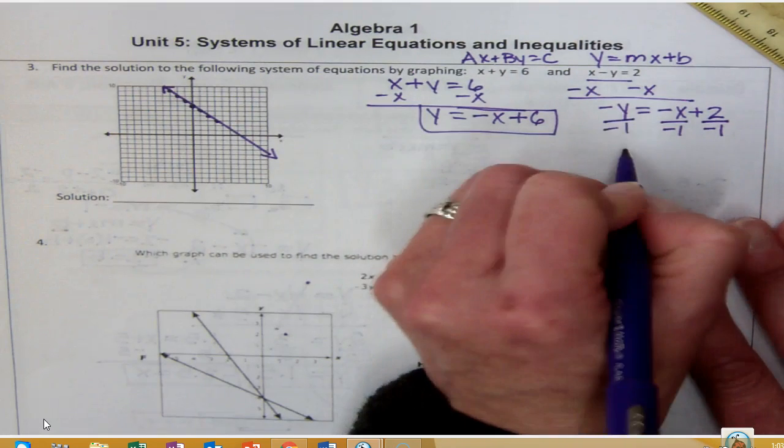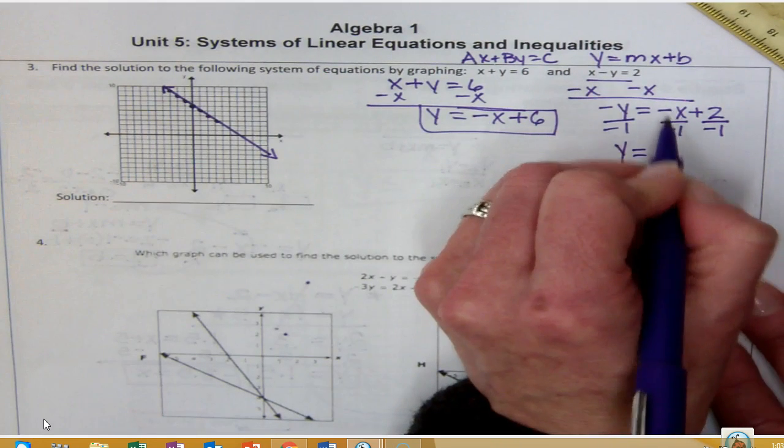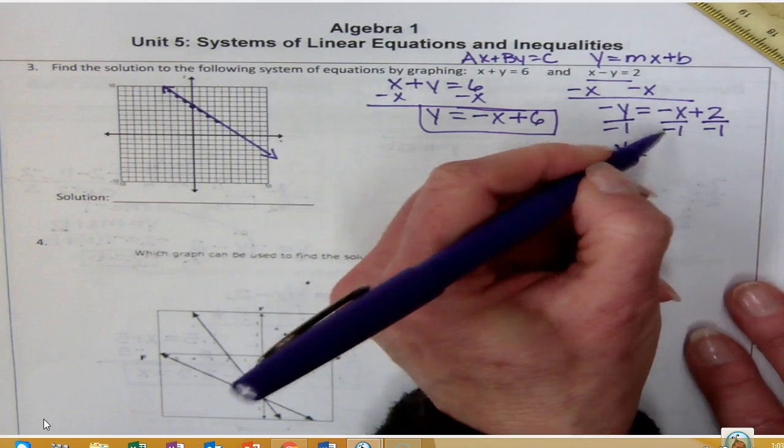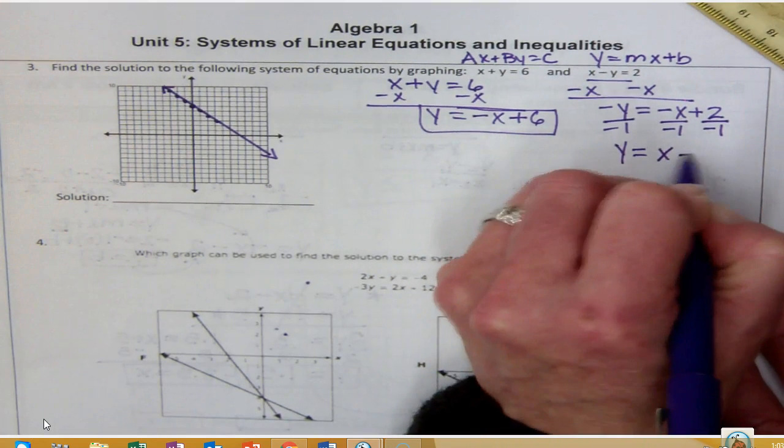Mostly I care about this sign. So I get a positive y, which is exactly what I need. This also changes positive because a negative over a negative becomes a positive. A positive over a negative is a negative.